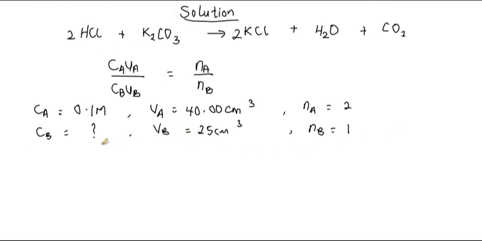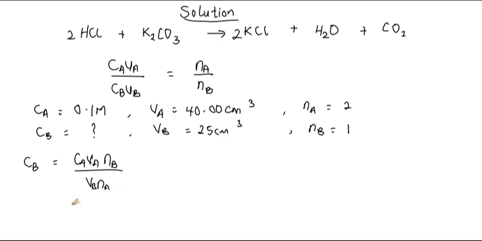So let's proceed. Now we have Ca, Va, Na, Vb, we have Nb, but Cb remains unknown. So to get Cb, we'll be making Cb the subject of the formula. So yes, Cb is equal to, from the formula written above, CaVa times Nb divided by Vb times Na.